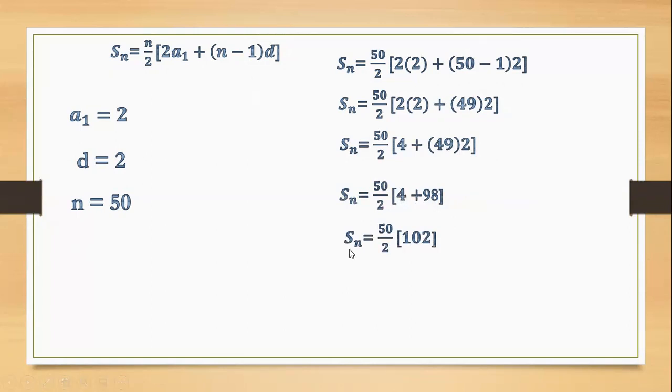Copy again, S sub n equals 50 over 2. Next, operate. 50 divided by 2 equals 25. Then multiply 25 times 102. The answer is 2,550. So in our first formula and second formula, we have the same answer, 2,550.